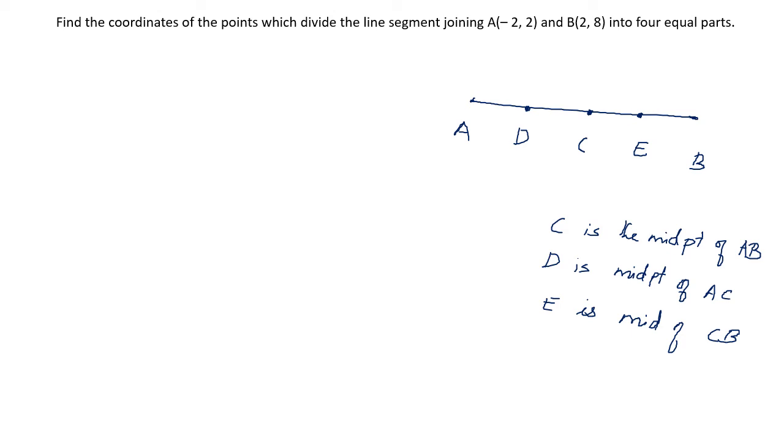Okay, now we can write the value of A. What is it? Minus 2, 2. And B is 2, 8. Now C is the midpoint. C is the midpoint of AB. So what is the value of C?